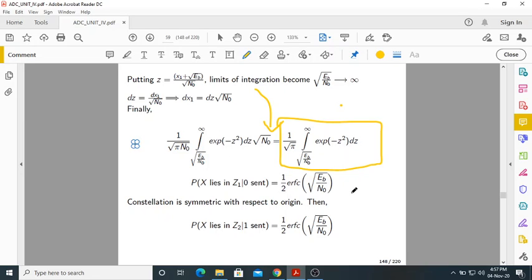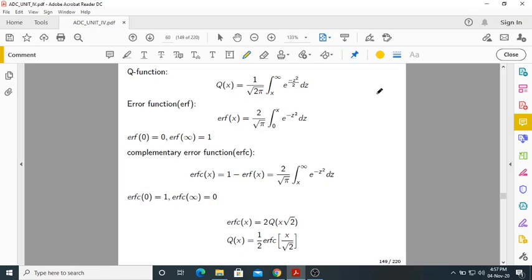Before that, let me go to some of the important topics which we have discussed in the PTSP course also. There is something called the Q function. I told you there itself. It is very, very important. What is the standard formula? Q of x equal to 1 by root 2 pi integration x to infinity e power minus z square by 2 dz.